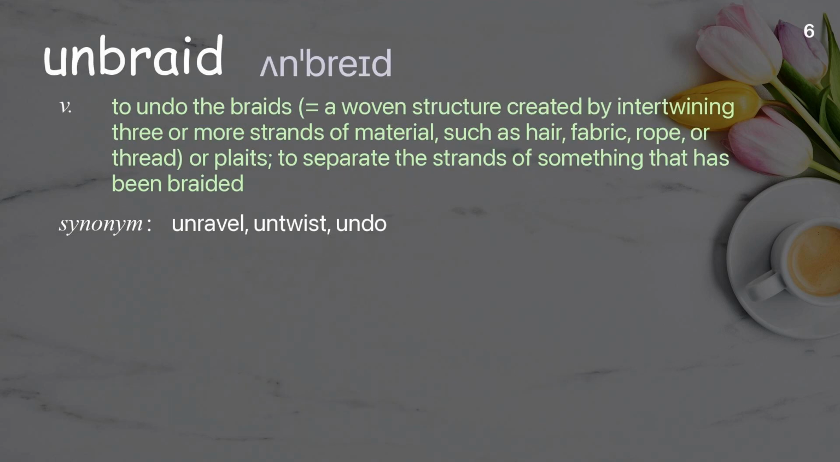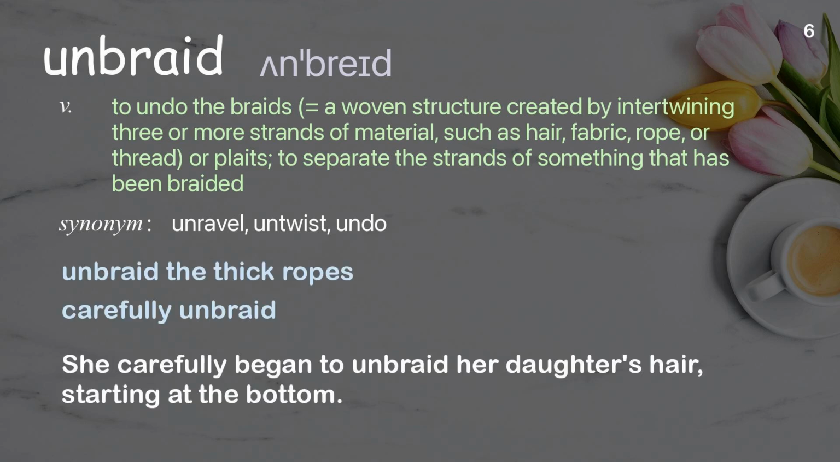Unbraid. To undo the braids, a woven structure created by intertwining three or more strands of material, such as hair, fabric, rope, or thread, to separate the strands of something that has been braided. Examples: Unbraid the thick ropes. Carefully unbraid. She carefully began to unbraid her daughter's hair, starting at the bottom.